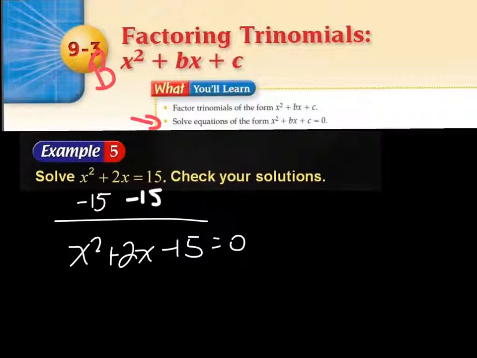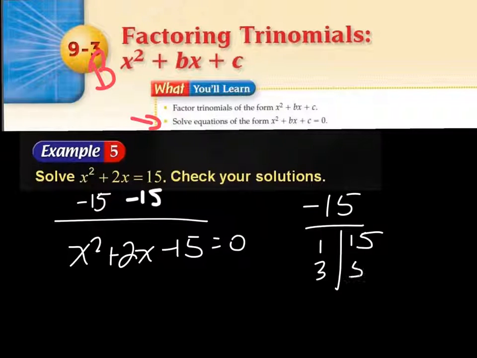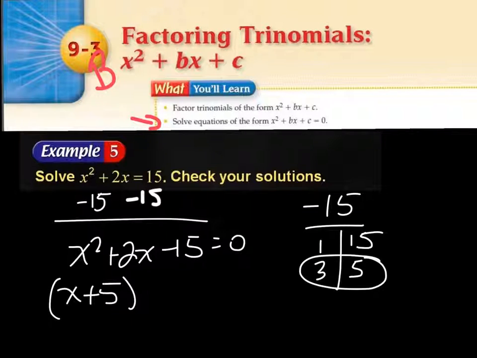Then I'm looking for factors of negative 15 that are going to give me a sum of positive 2. So I need one positive, one negative. I could do 15 and 1. 2 doesn't work, 3 and 5. So if I use 3 and 5, I want to have x plus 5 times x minus 3. So that gives me a product of negative 15 and a sum of positive 2.